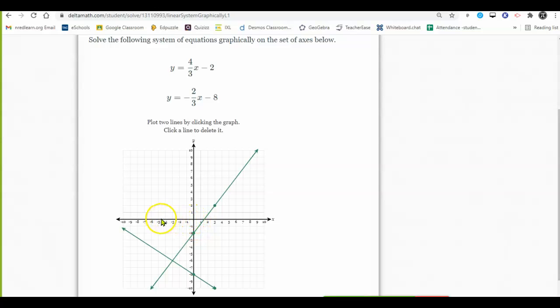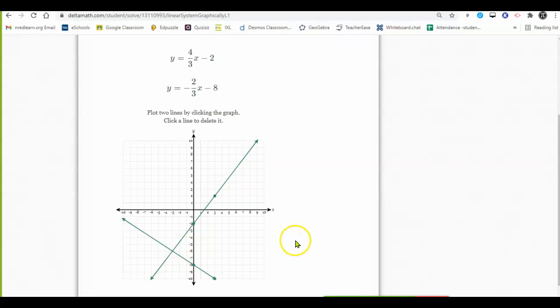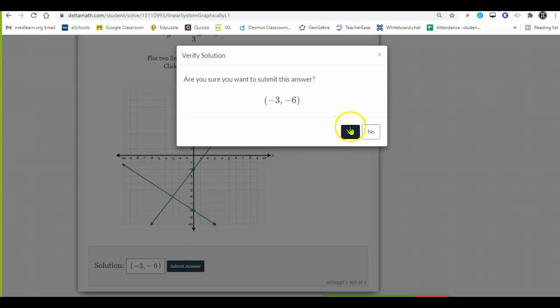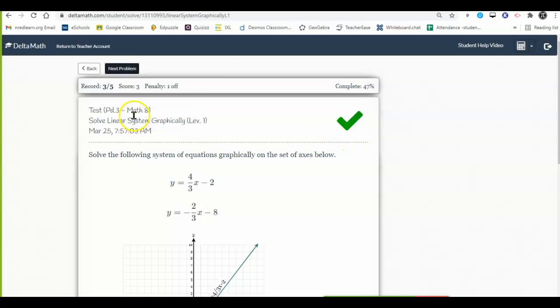Remember, you read the x number first, so I go over to negative 3, and then I go down to negative 6. So (negative 3, negative 6), inside parentheses, is the solution to this system.